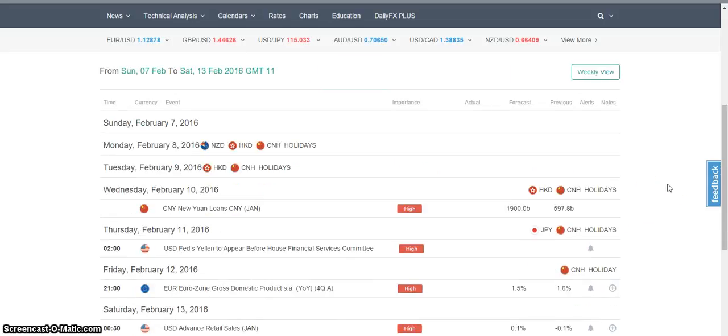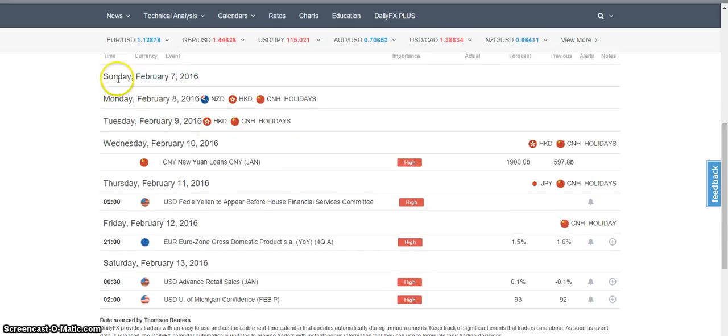This week has been a very quiet week, and as you can see, at the beginning of the week we've had a lot of holidays. We've had the New Zealand holiday on Monday, February the 8th, as well as Hong Kong and China holidays. These China and Hong Kong holidays flowed through to Tuesday, February the 9th, and the China holidays continue for the remaining part of the week.